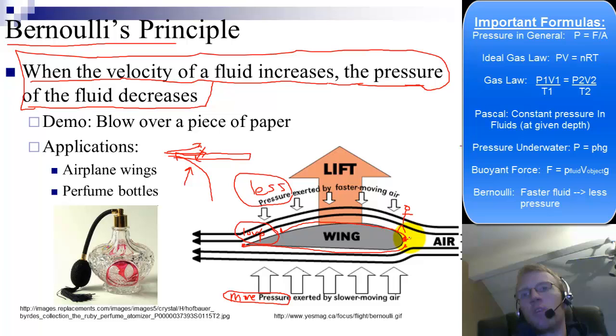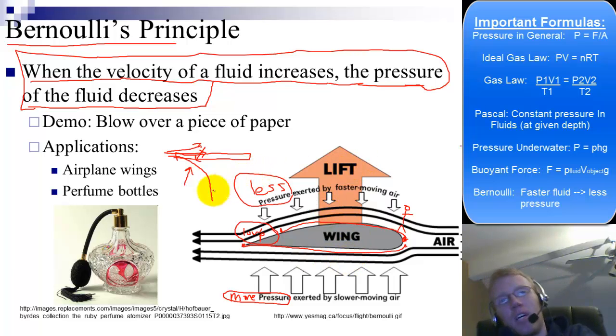So lower pressure here is going to almost suck this air over faster. And so the air on top will be moving faster to fill that void. If it didn't move faster already, it's immediately going to get sucked over there, which is going to cause it to move faster. So the air will move faster on the top, thereby creating less pressure here and more pressure on the bottom overall, which creates lift.